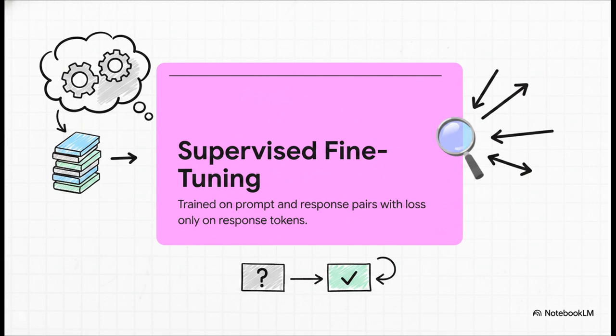Think about how massive that shift was for the AI industry. It's the exact same base model, the exact same architecture, but instead of just throwing random internet text at it and crossing your fingers that it learns context, you train it on highly structured prompt and response pairs. And the key here, the absolute secret sauce, is that the loss, which is the error the model uses to correct itself, is computed strictly on the response tokens.